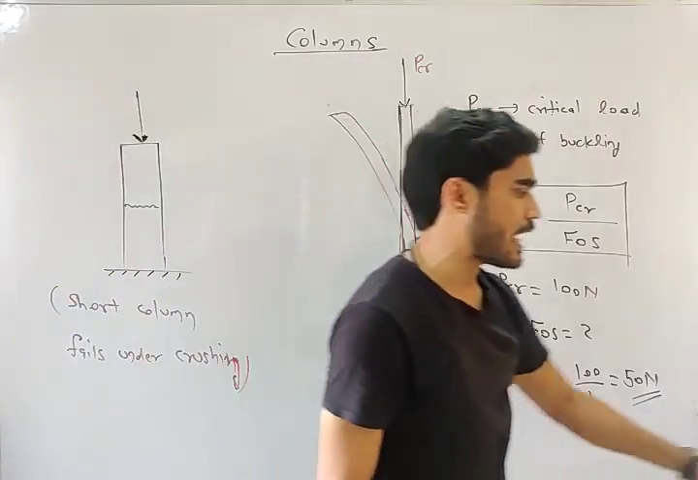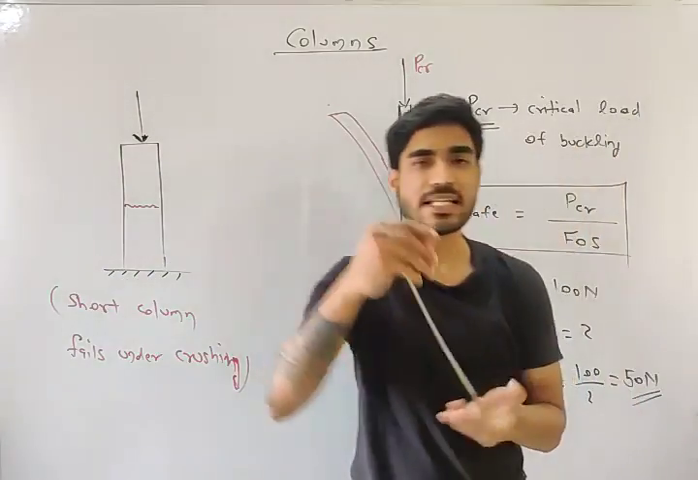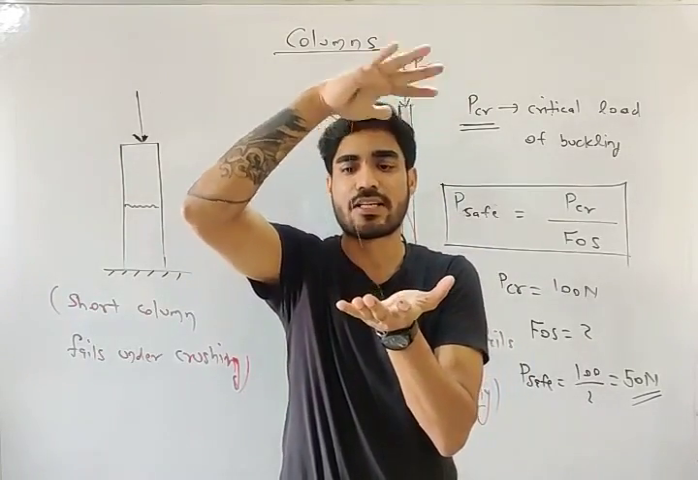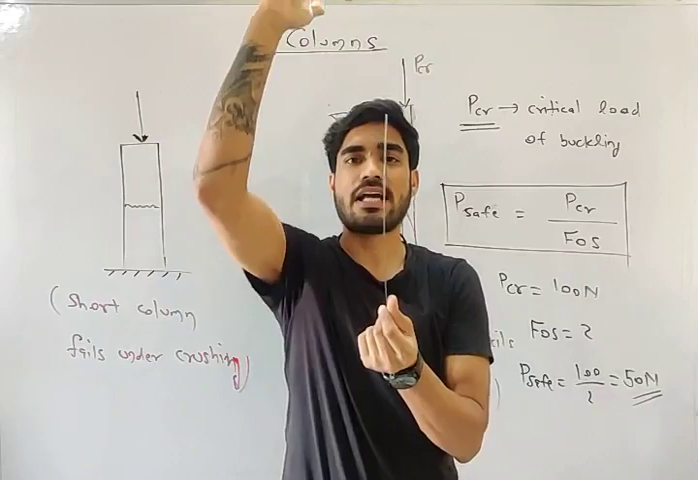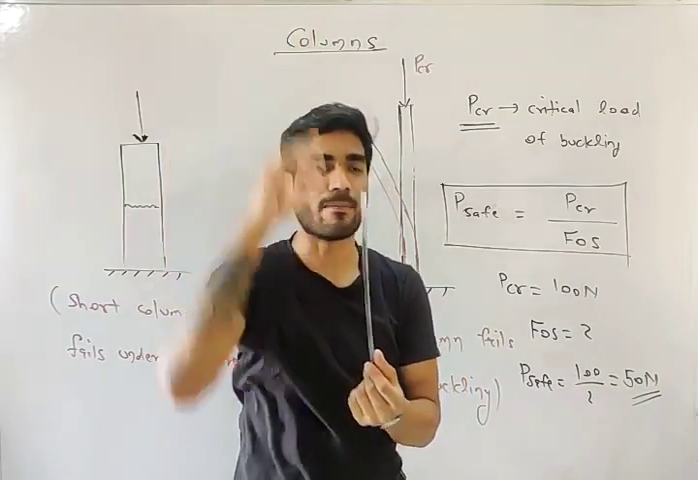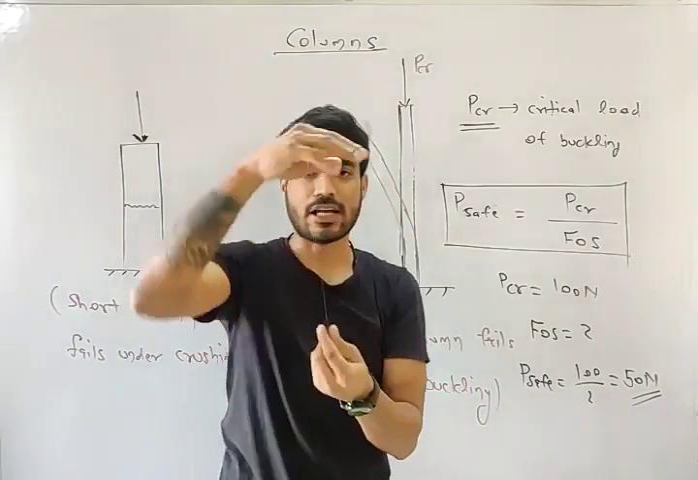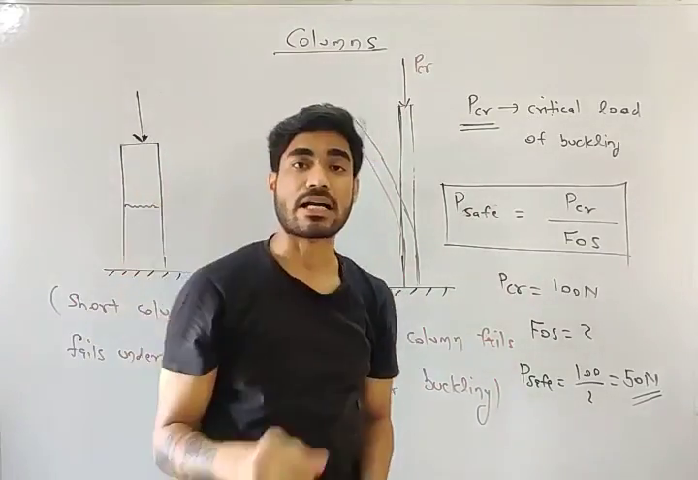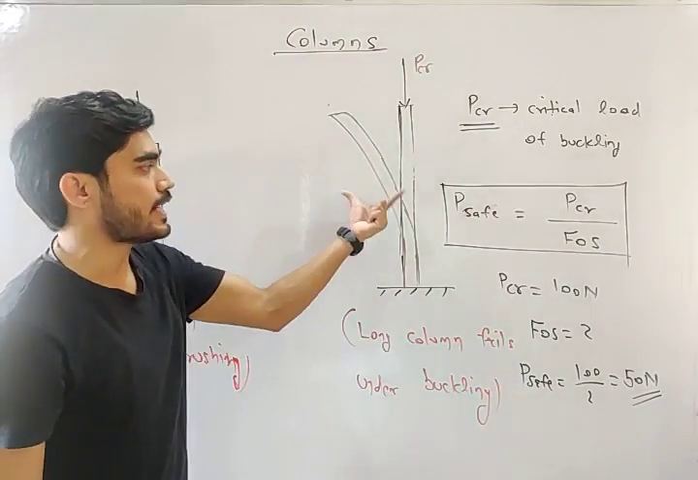And what is buckling? I showed you. What is buckling? It is a sharp bending, like this. Okay, this is known as buckling. So if the length of the column is very high compared to its cross section, then the column buckles under compressive load. The column buckles, and we have to avoid this failure.